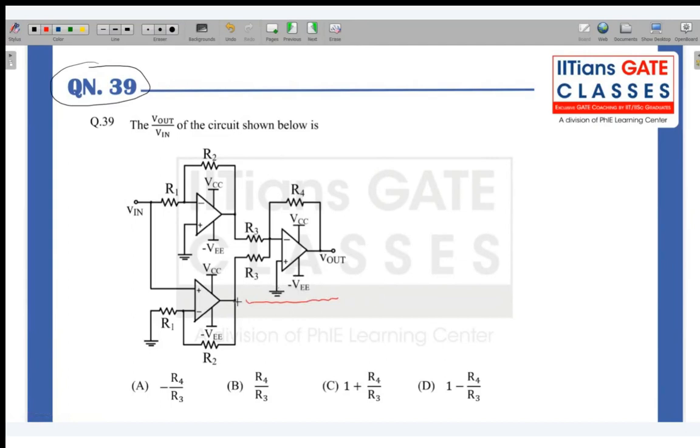this circuit is. You see here, this is an op-amp and they haven't mentioned anything. We have to find Vout upon Vin of the circuit shown below, output upon input. This is the input connected here, and this is the output taken from the third op-amp. They haven't mentioned anything, so you have to consider that all op-amps are ideal op-amps. That you have to understand.